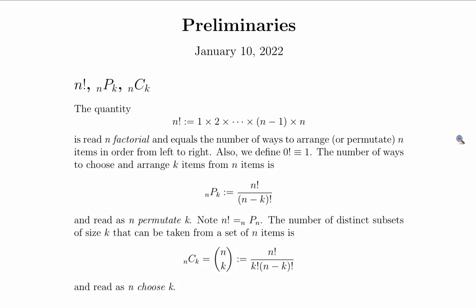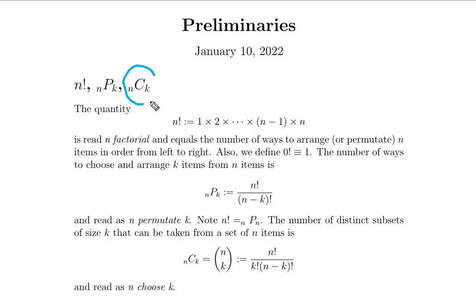Before we dive down into regression analysis, we need to discuss a few preliminary things. Okay, we'll begin with some basic counting principles. These are called n factorial, that's how you read this, and n permutate k, and n choose k.